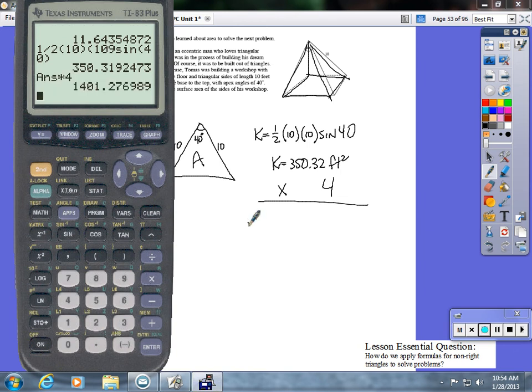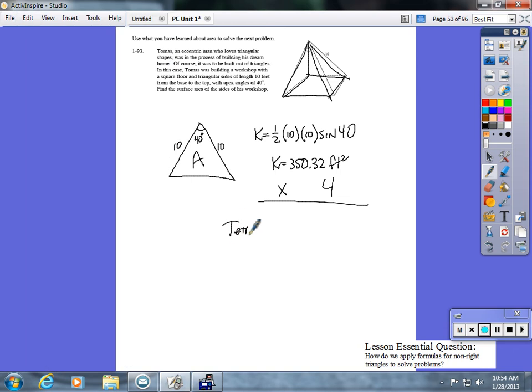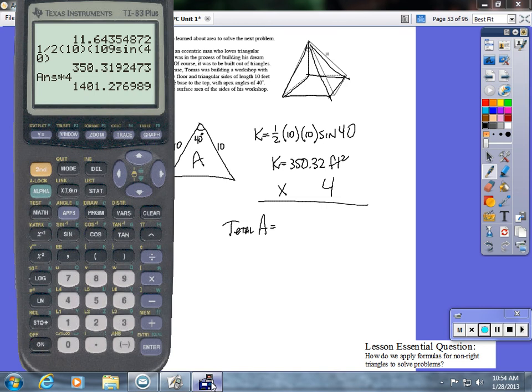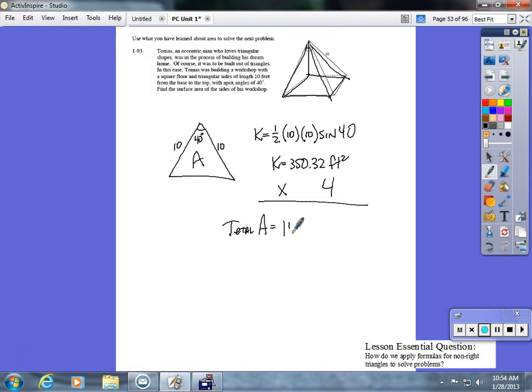And we get a total surface area of 1401.28. 1401.28 square feet.